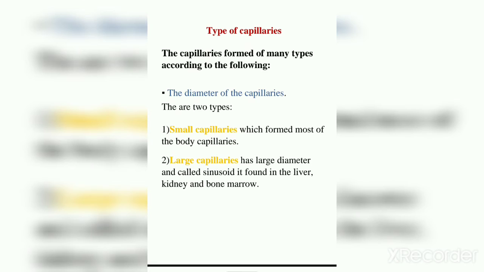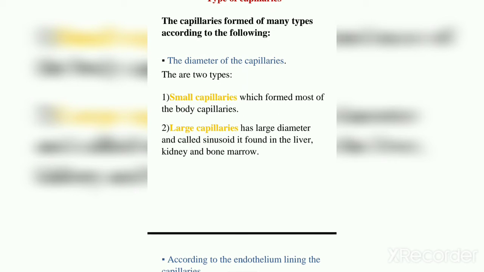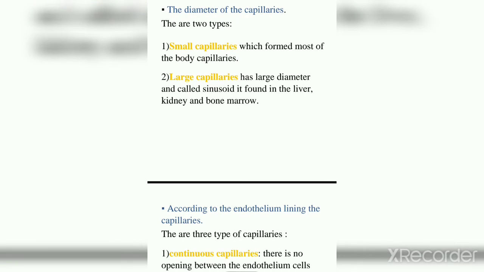Let's move on to types of capillaries. The capillaries are of many types according to the following. The diameter of the capillaries: there are two types, small capillaries and large capillaries. Small capillaries form most of the body capillaries. Large capillaries have a large diameter and are called sinusoids. They are found in the liver, kidney, and bone marrow.